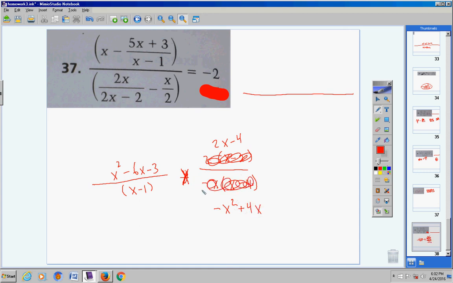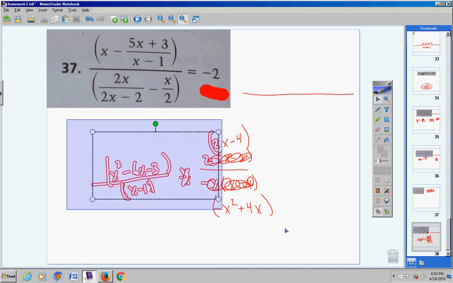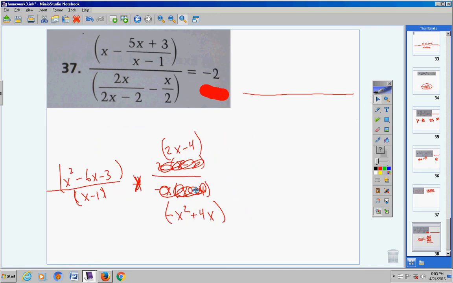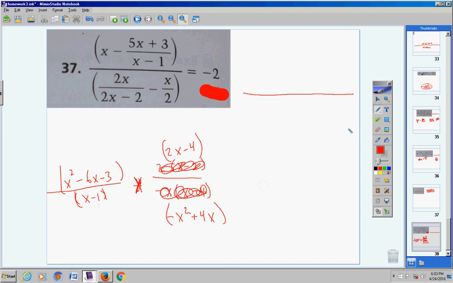Okay, let's multiply. So I have this times all of this, and I have this times all of this. It's going to be a lot of work, okay? So I'm kind of worried I made a mistake, but hopefully I haven't, okay? Let's see what happens here.